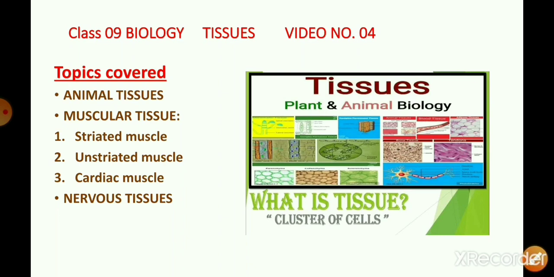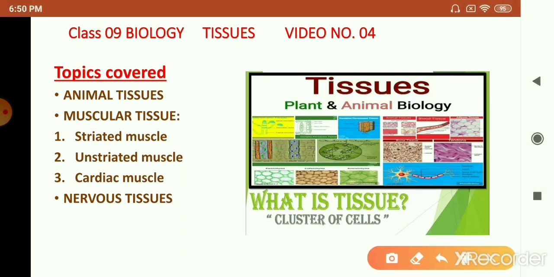Students, in this video, I am going to discuss animal tissues, namely muscular tissue, under which I will be telling you about the features and functions of striated muscles, unstriated muscle, and cardiac muscle. And then I will be discussing the features and function of nervous tissue.